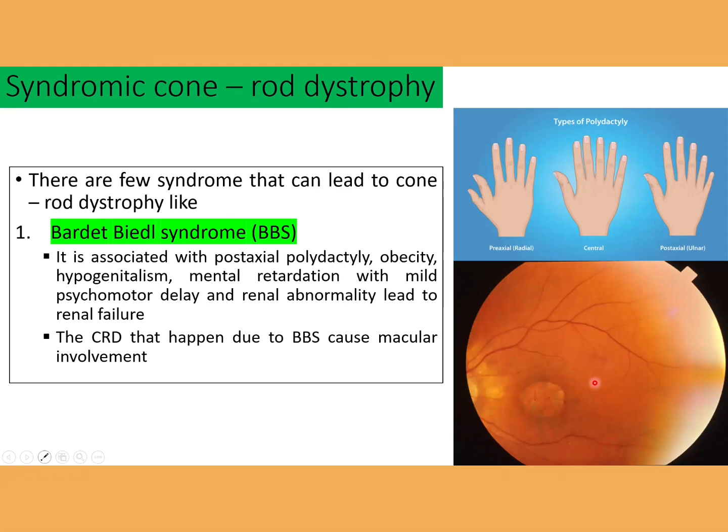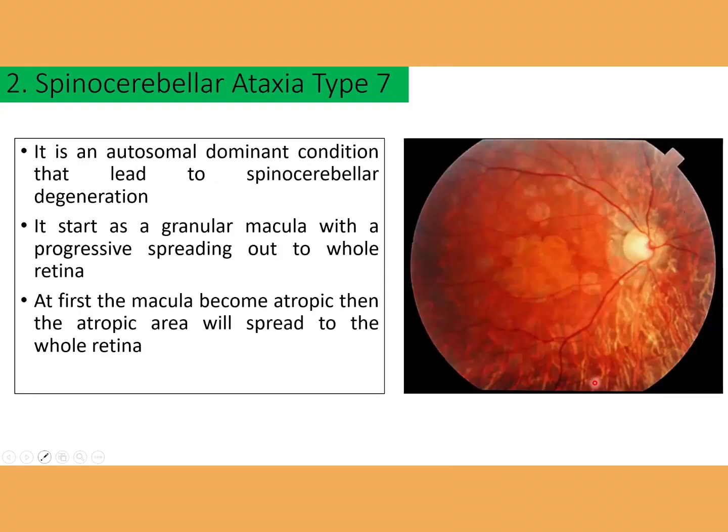That is also quite helpful to tell you that yes, the patient is having central field defect. Okay. So here is the second syndrome. This is spinocerebellar ataxia type 7. It is an autosomal dominant condition that leads to spinocerebellar degeneration. It starts as a granular macula with a progressive spreading out to the whole retina.